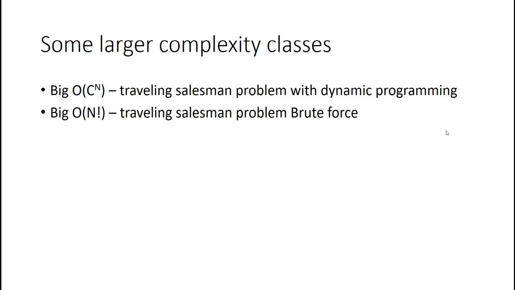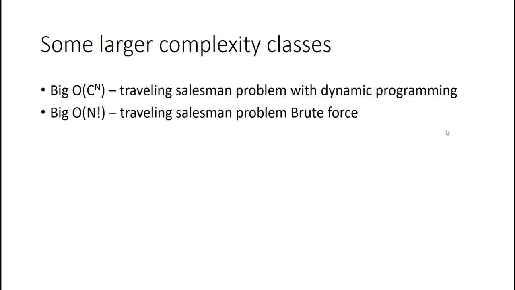And there are some larger complexity classes. You can apply dynamic programming, which we didn't get to study this semester, to the traveling salesman problem, and you get a big O of c raised to the n power. Never good when the exponent is a variable related to the size of your problem, right? So if that's UPS delivering boxes, n might well be the number of boxes they deliver, a large number.